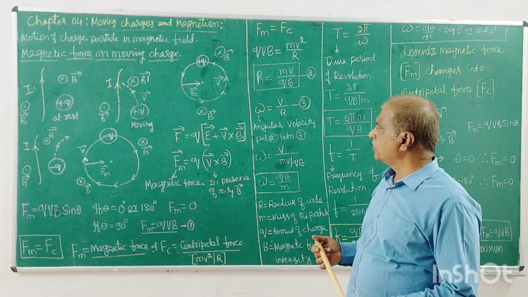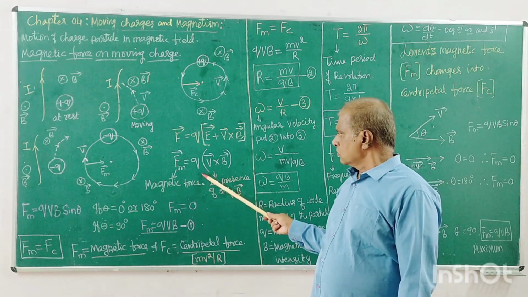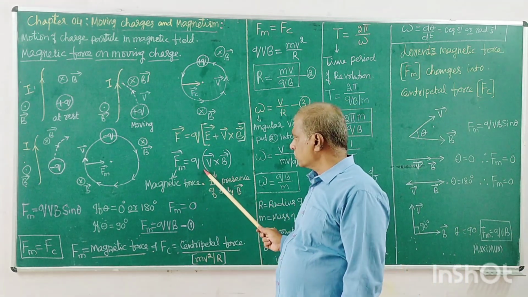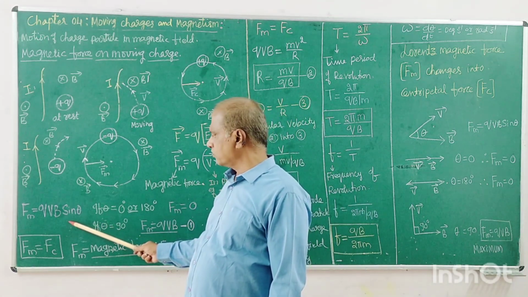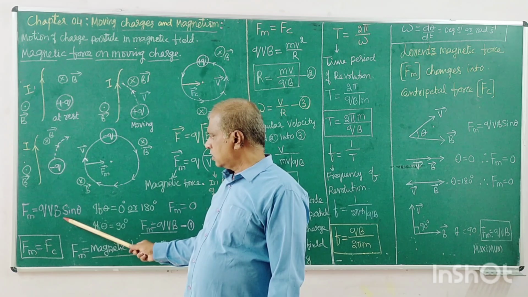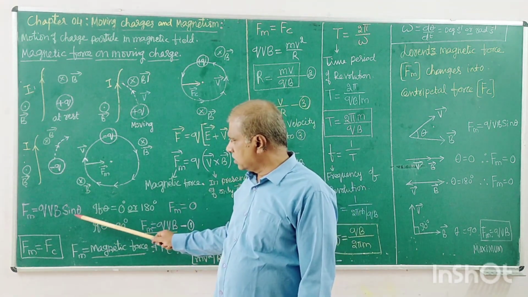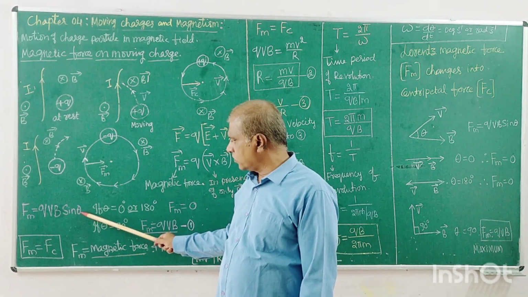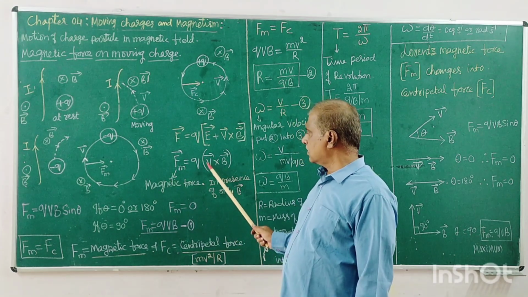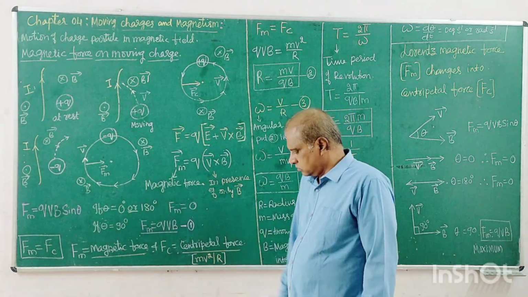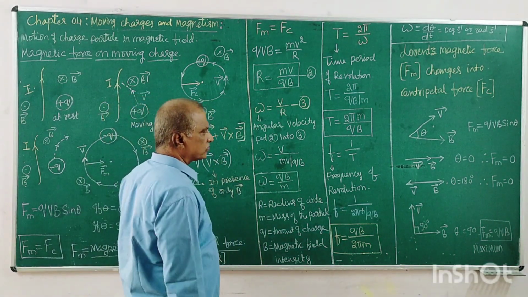The magnitude of the force is given by this equation. This equation is a vector form, and it is also given by this equation, which is a scalar form. Here the magnitude of force depends on theta as well. What is theta? The angle between the two vectors, that is the velocity vector and the field vector.